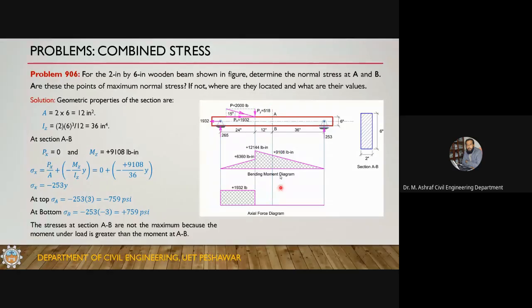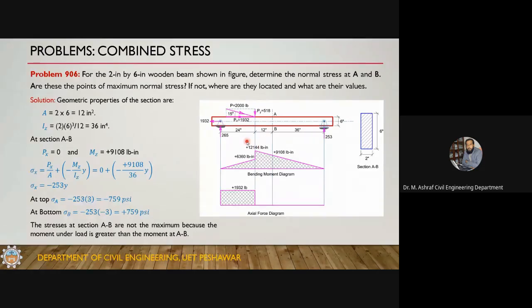Why is this not the maximum? Because there is another point also. Just under the load, the bending moment is 12,144, which is higher than the bending moment at AB. Just to the right of this, the bending moment is 12,144, which is higher than this one. So obviously the stresses will also be high.